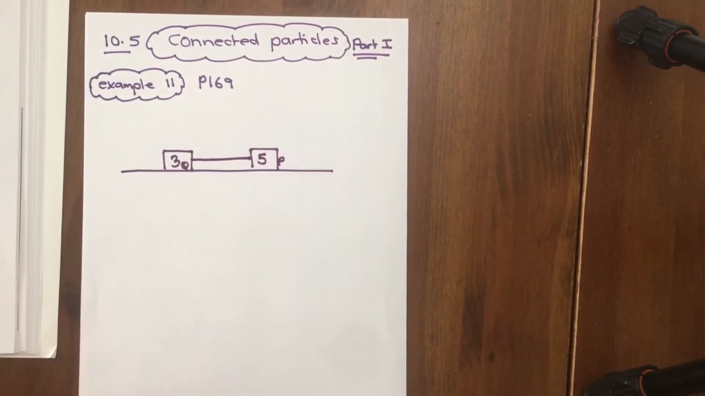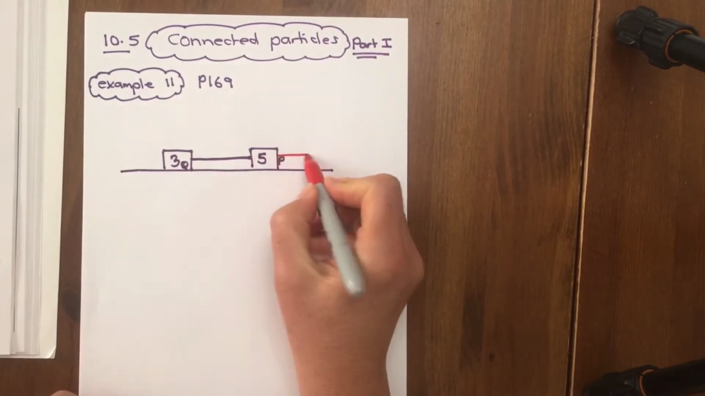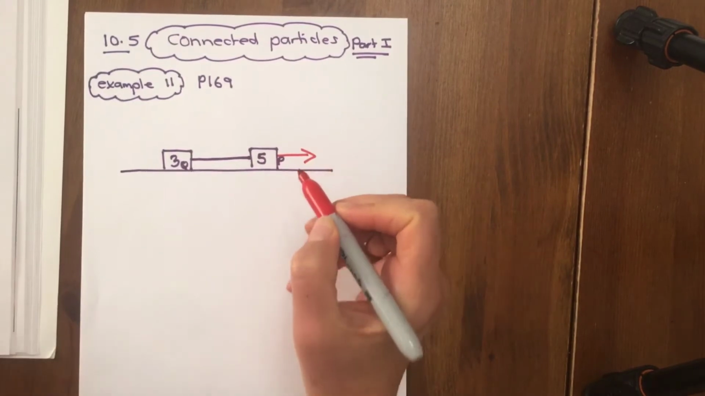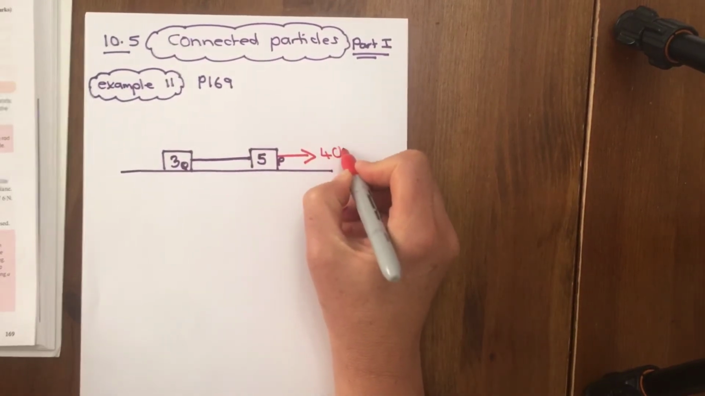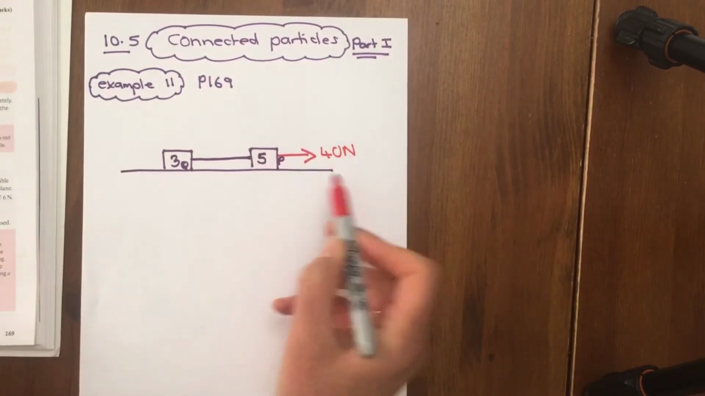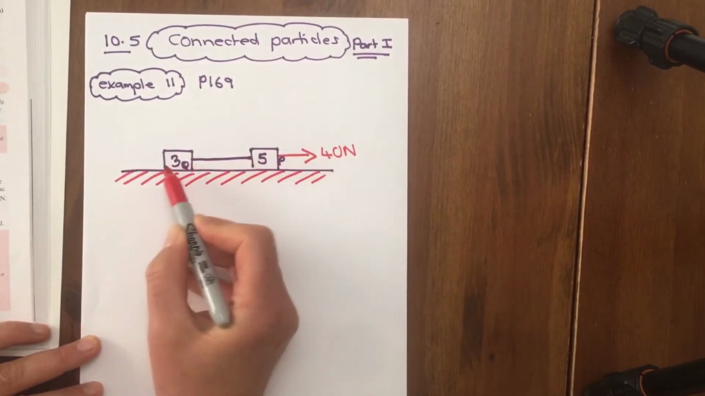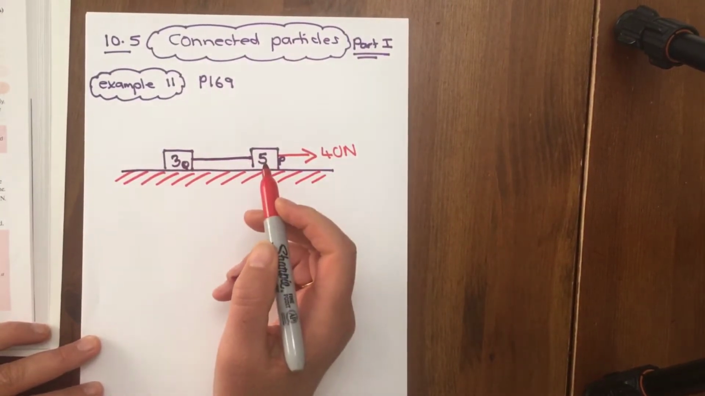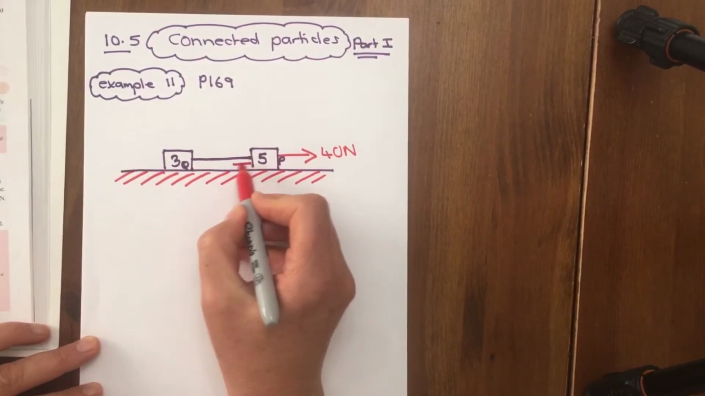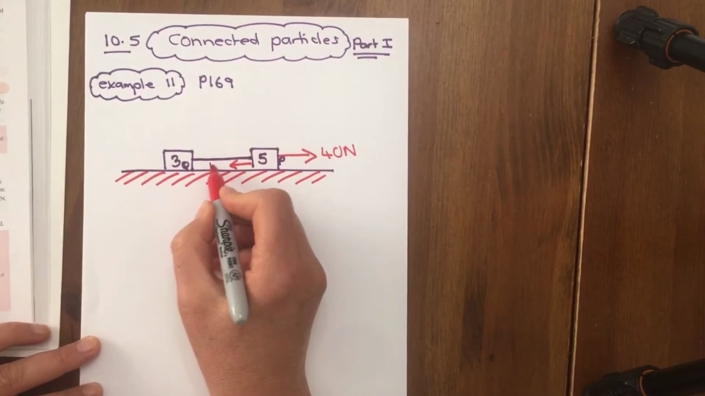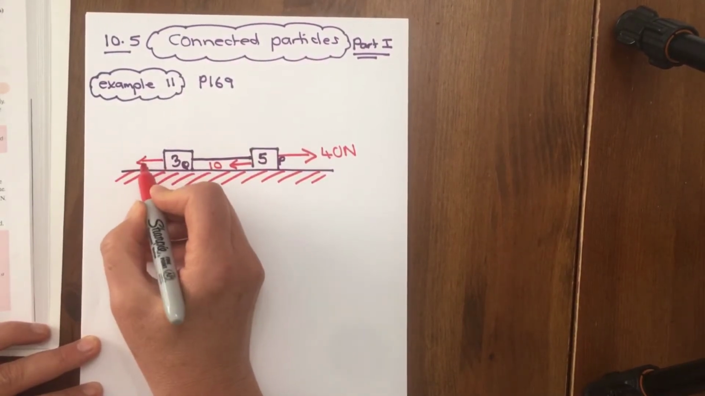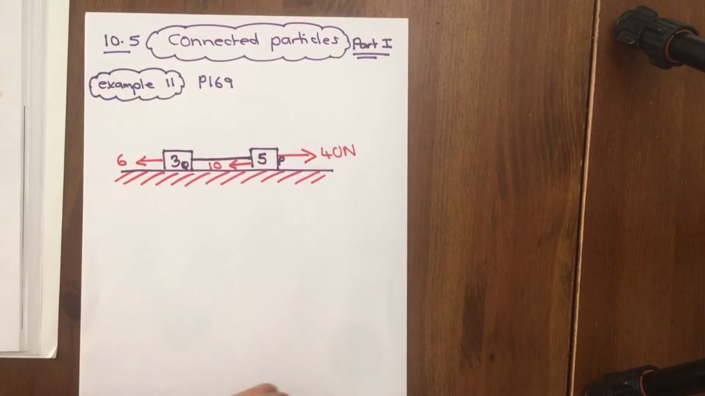It says particle P is pulled along. I'm just going to put some forces in now, with a different colour pen. So particle P is pulled by a horizontal force of 40 newtons along a rough horizontal plane. Because this is a rough plane, we will have friction on both of these particles. It says particle P has a friction of 10 newtons and particle Q experiences a friction of 6 newtons.